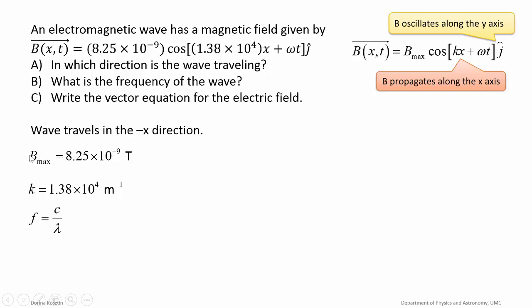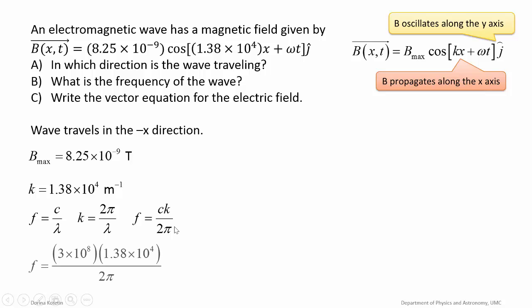And we can find the frequency as the ratio between the speed of light and wavelength, knowing that the wavelength is connected to the wave number by k equals 2 pi over the wavelength. If we replace the wavelength with 2 pi over k, we have that the frequency is nothing else than the speed of light multiplied by the wave number divided by 2 pi.